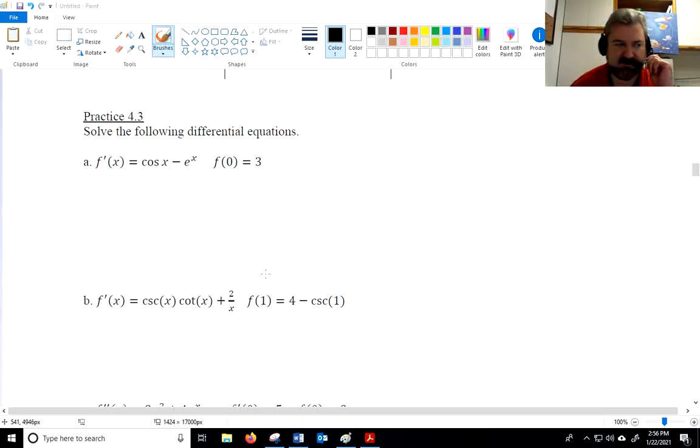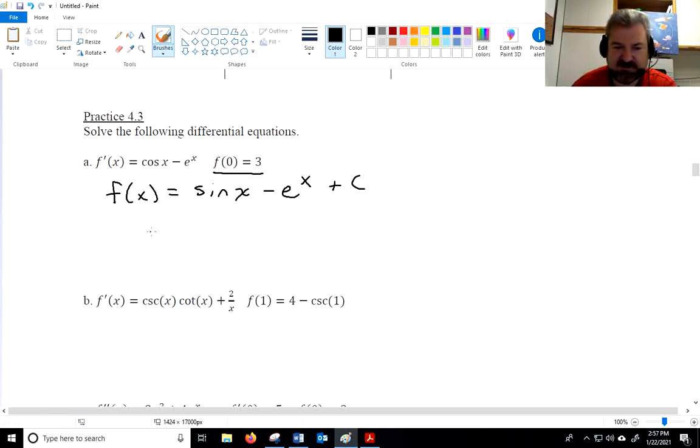All right, let's see how we did here. So we have a differential equation. We're just going to integrate both sides. So the integral of f prime is just regular f of x. The integral of cosine of x is sine x. And the integral of e to the x is e to the x plus c.